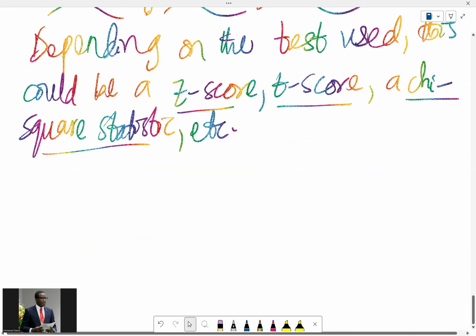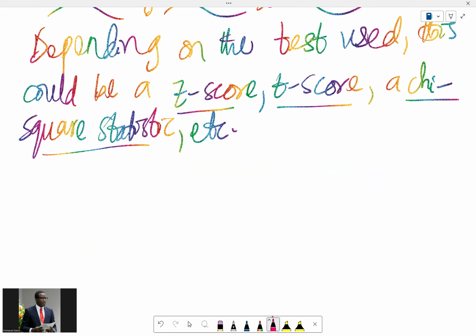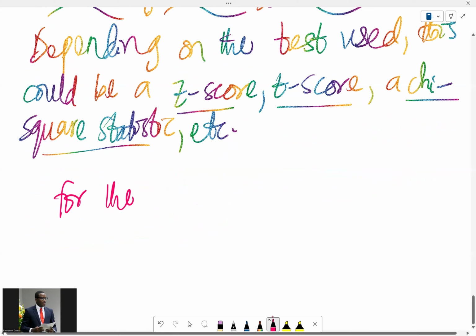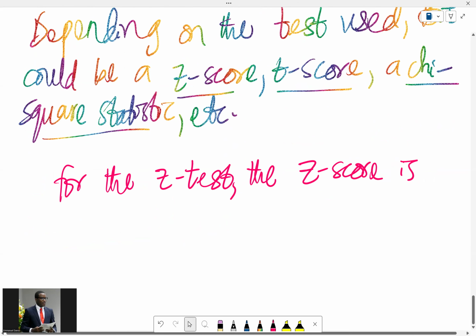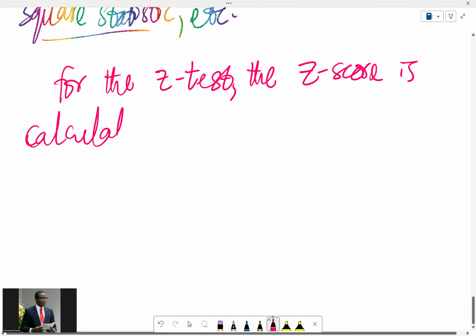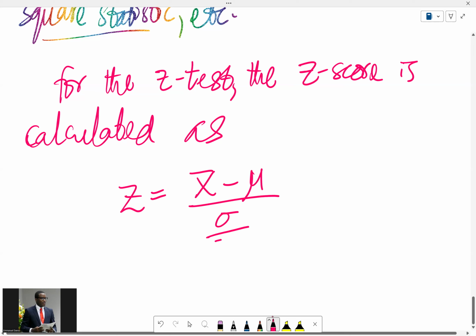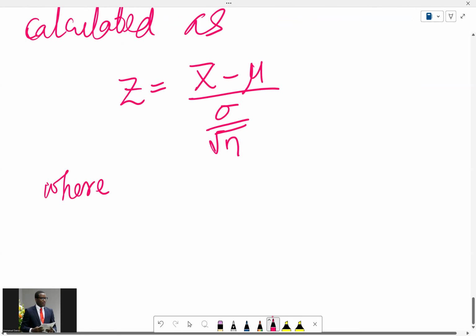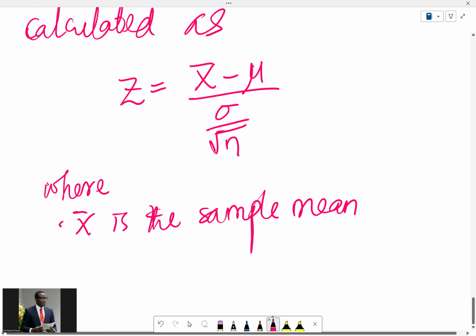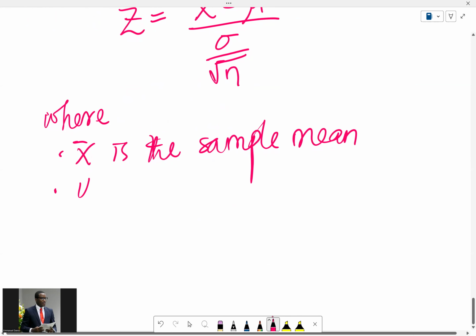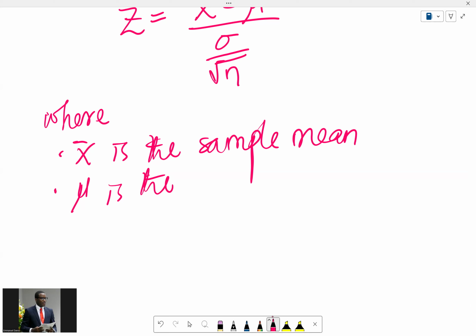To drive the point home, for the Z test, the Z score is calculated as Z equals X bar minus mu, divided by sigma over the square root of N. Here X bar is the sample mean. Normally it should even be a small x, but you get the gist. Mu is the population mean. If you do a Z test, it means you have all the information about the population.